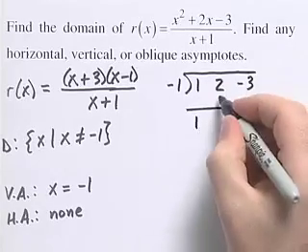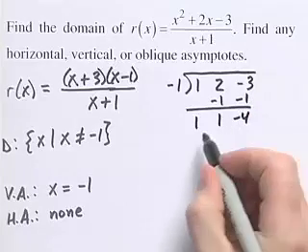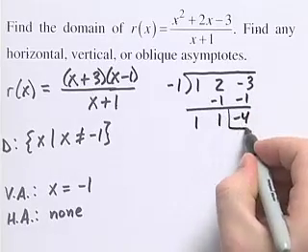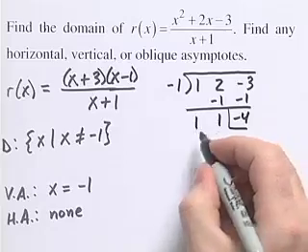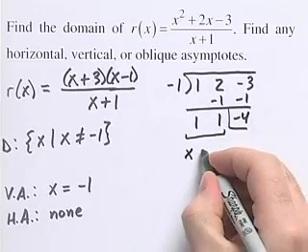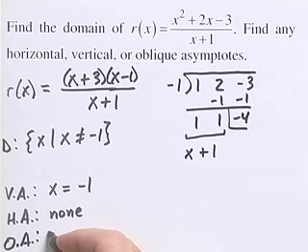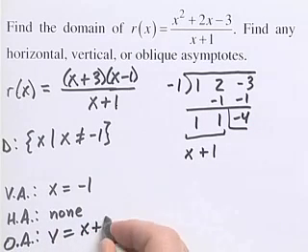Drop down the 1, multiply and add, multiply and add. So we can see that our remainder is going to be negative 4. Our quotient here gives us our oblique asymptote. This is going to be x plus 1. So we have an oblique asymptote of y equal to x plus 1.